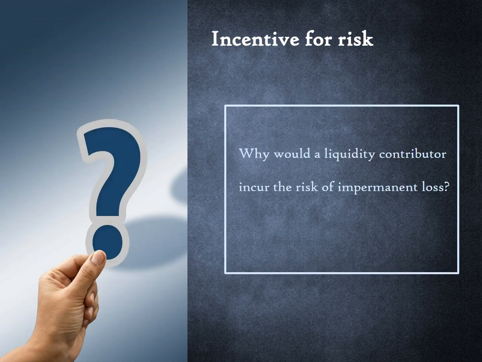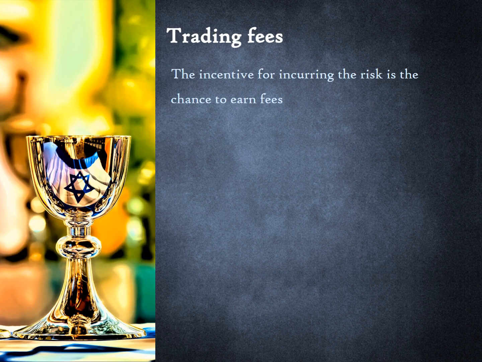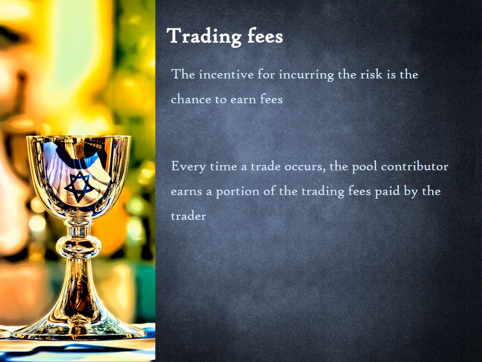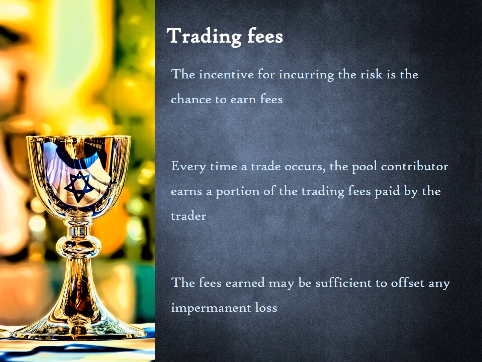The final question is, why would a liquidity contributor incur the risk of impermanent loss? The incentive for incurring the risk is the chance to earn fees. Every time a trade occurs, the pool contributor earns a portion of the trading fees paid by the trader. The fees earned may be sufficient to offset any impermanent loss. The illustration in this lesson relates to Uniswap version 2. In the next lesson, we will discuss some important changes made to fees in version 3.